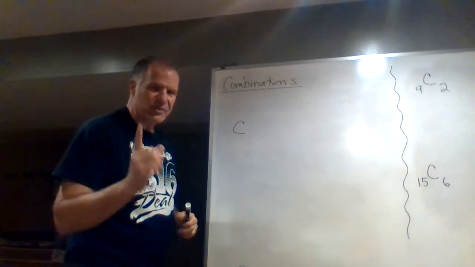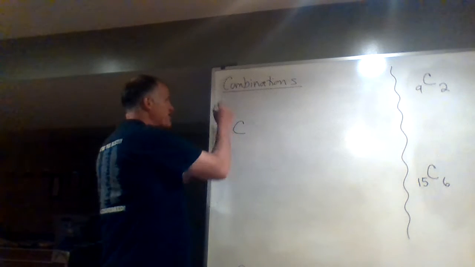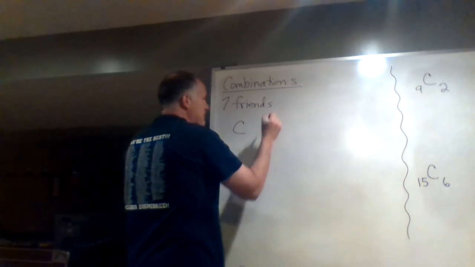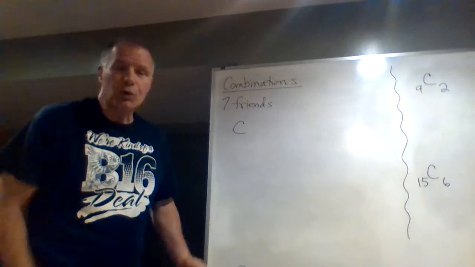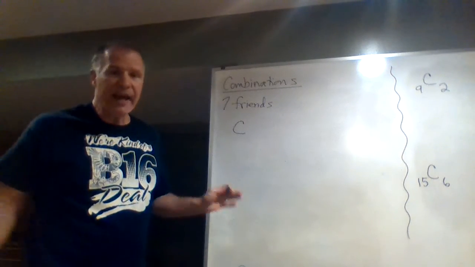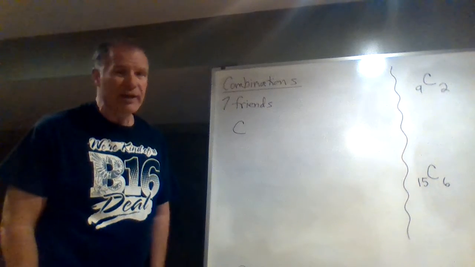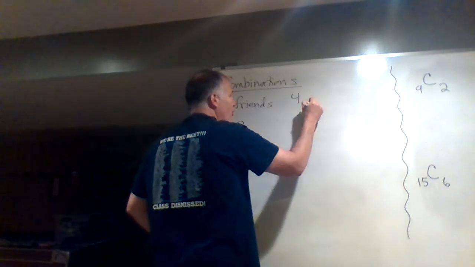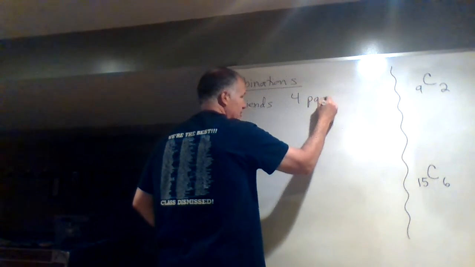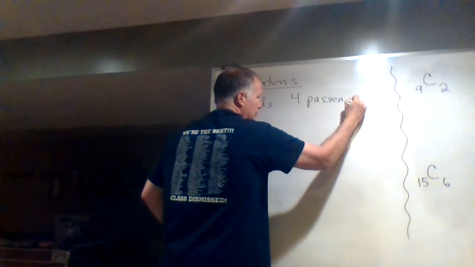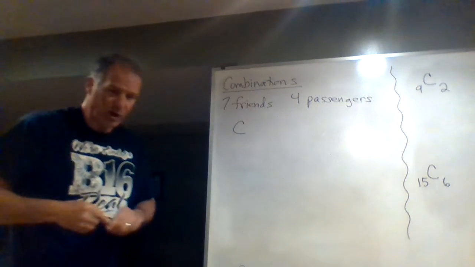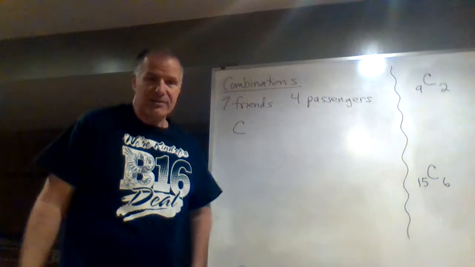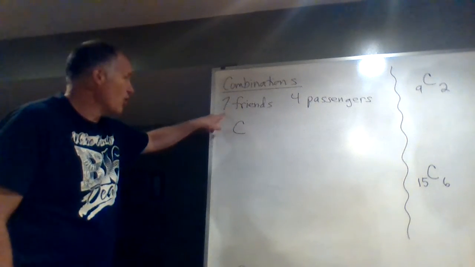Now, I think this will be an easy one for you to understand. So let's say that you have 7 friends, and after school, they're all saying, hey, can you give me a ride home? Well, you don't have room in your car for 7 people, but you have room for four passengers. Okay, so you're driving, you got somebody in the front seat and 3 people you could fit in the back seat. So you got room for 4 passengers, so 7 friends.